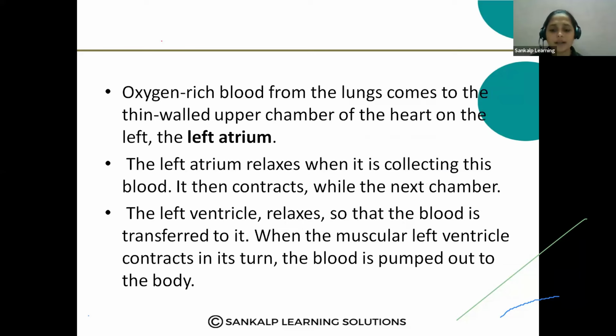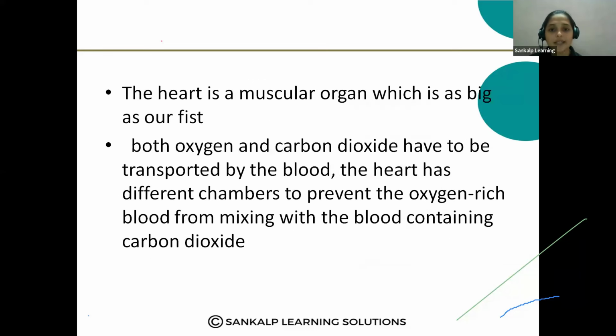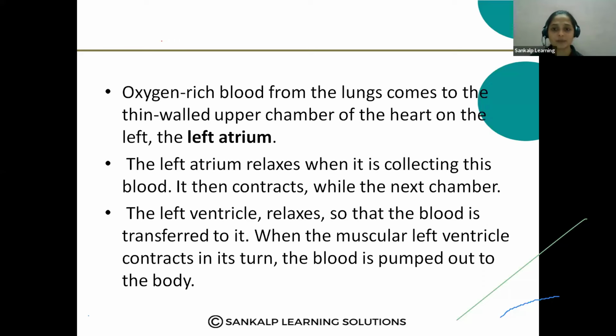So in the human body, there is no mixing of the carbon dioxide blood and the oxygen rich blood, right? So why is it like that? Because the heart contains different chambers for the deoxygenated blood and the oxygenated blood. So there is no mixing of the oxygenated and the deoxygenated blood. This is the explanation.